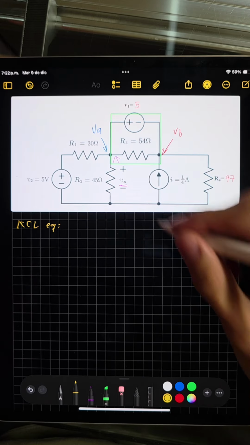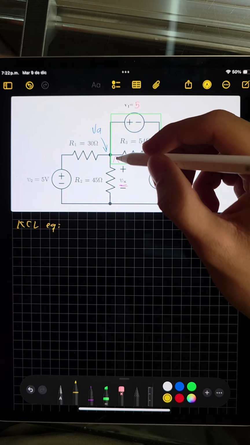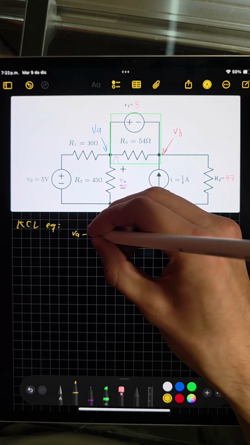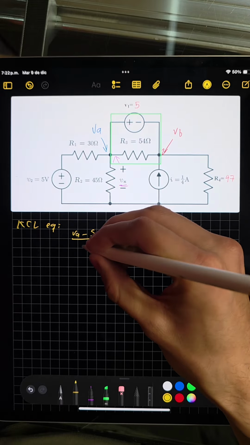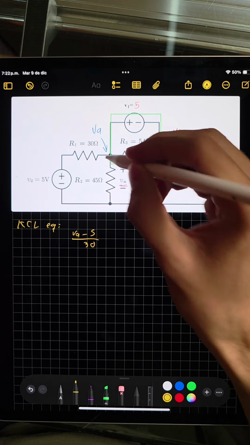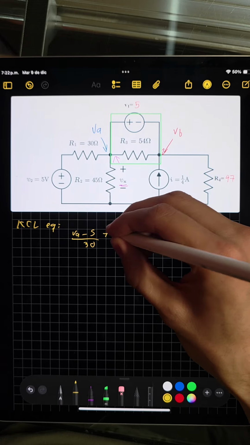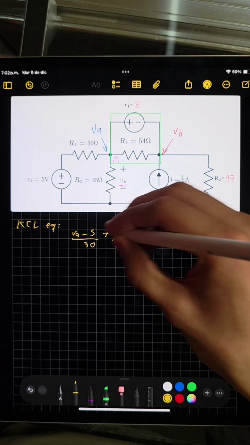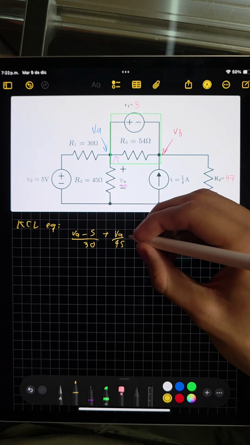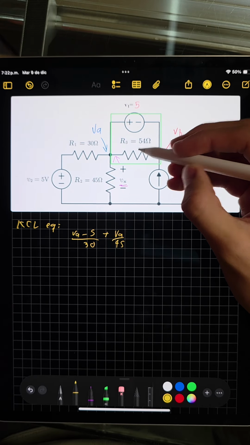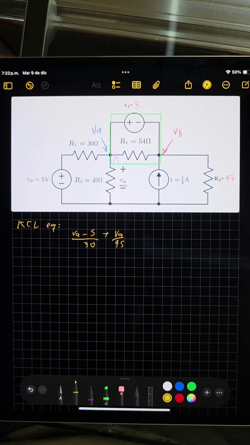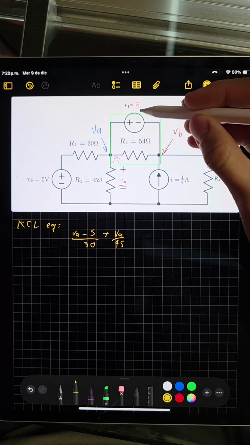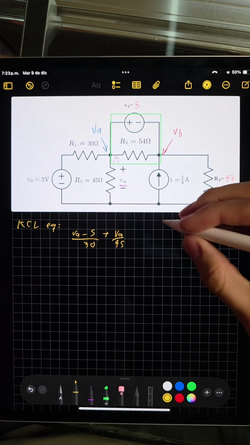So first we're going to start with node A, defined as voltage A. We have that voltage A minus the 5 volts over the resistance of 30, coming through here into node A, plus voltage A over 45. There's no minus anything because there's no voltage coming through here. This resistance is going to be neglected in both the analysis of voltage A and voltage B, because it's parallel to the voltage source in the supernode, so it can be neglected.